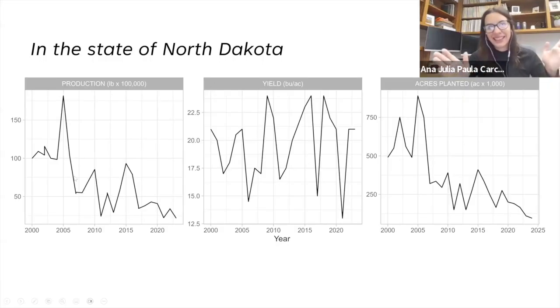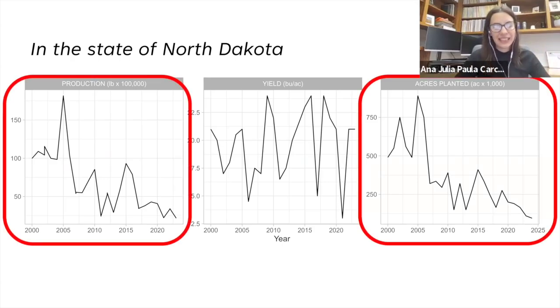Saying that, let's start with the reality. This is something that all the presenters have been talking about before me, so it's not new. The production and the acreage have been diminishing, and I also think it's kind of a shame. Some of the most beautiful things that we have here in North Dakota is all the diversity that we have in the crops. It's not only soybeans and corn.